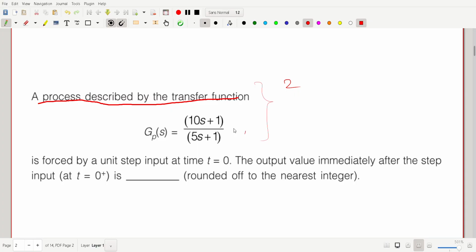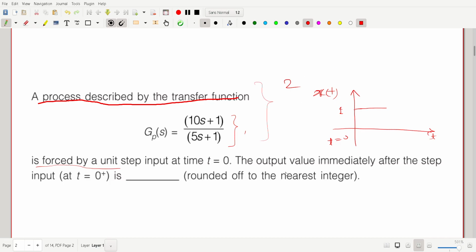Here the question gives a process described by a transfer function, and the process is forced by a unit step input at t equal to 0. You can say this is our step input, generally we consider r(t). So at t equal to 0, we are giving the unit step, of unit amplitude.